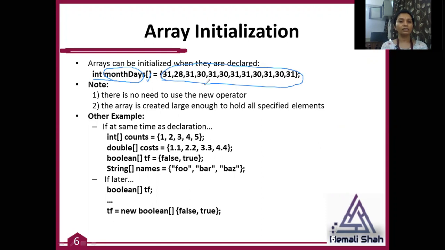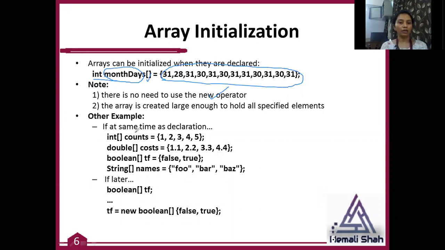If you are using such an initialization statement, there is no need of the new operator to allocate memory. It automatically gauges the size of the array by counting the number of elements you have used inside these curly braces. The array is created large enough to hold all the specified elements. That means for this example, it creates the integer kind of array having size 12 to hold all the values inside the array.